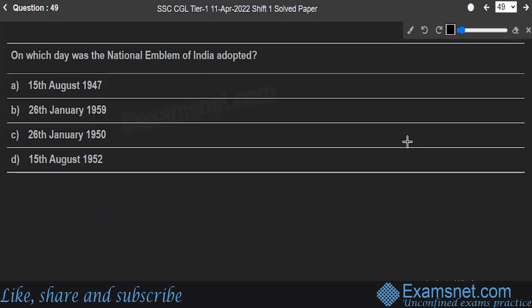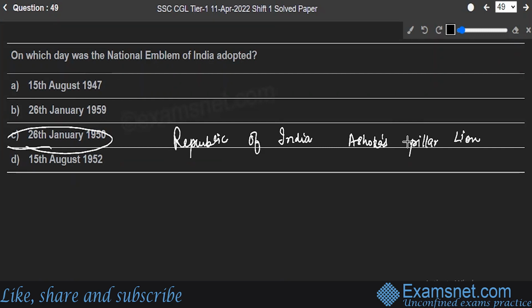So, if you are a history lover, you know the answer to the question. The correct answer to the question is option C, 26 January 1950. National emblem of India was adopted on 26 January 1950. It is a representational seal of Republic of India based on Ashoka's pillar, lion capital, based in Sarnath, Uttar Pradesh.